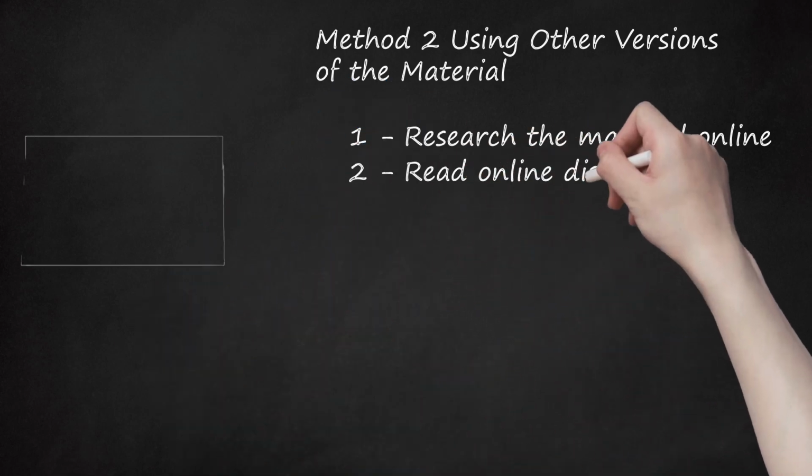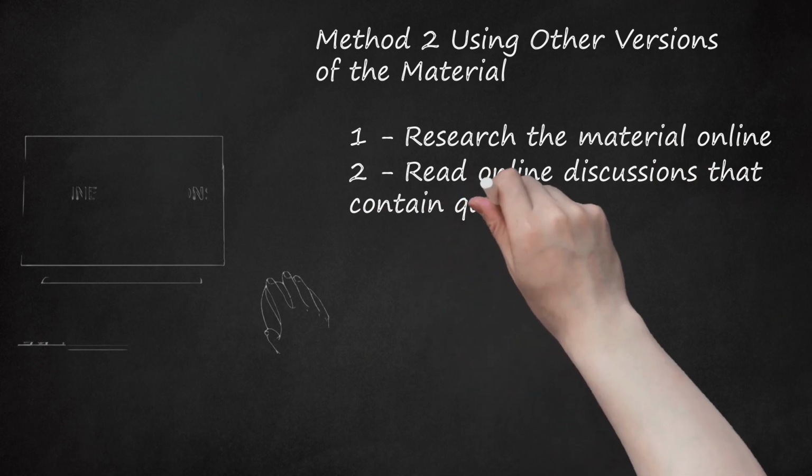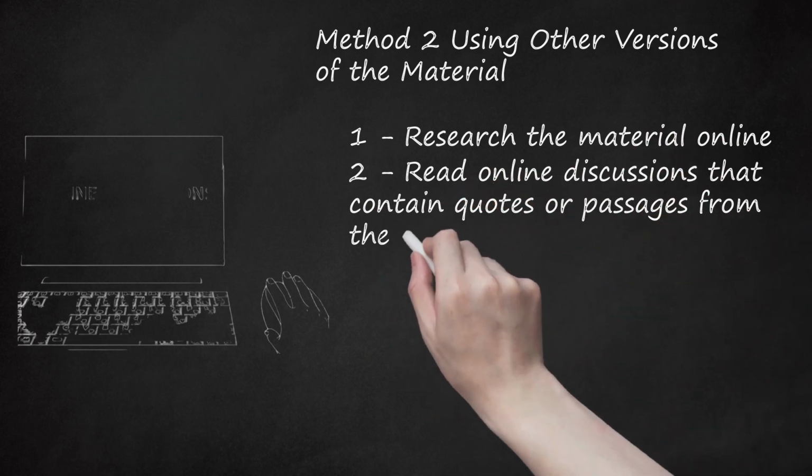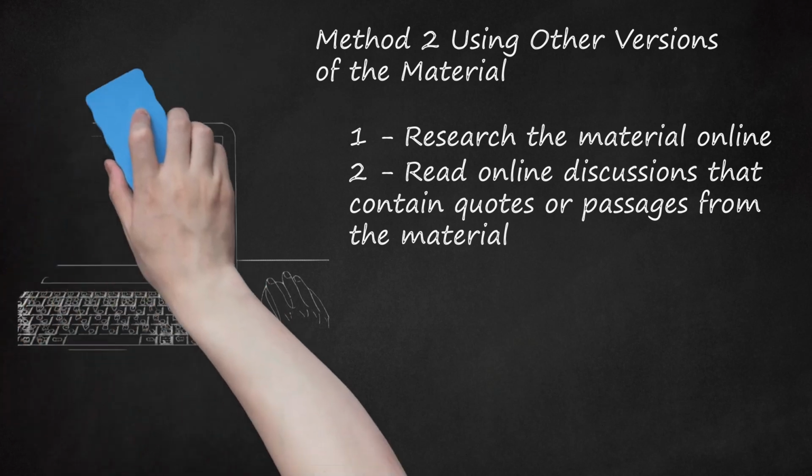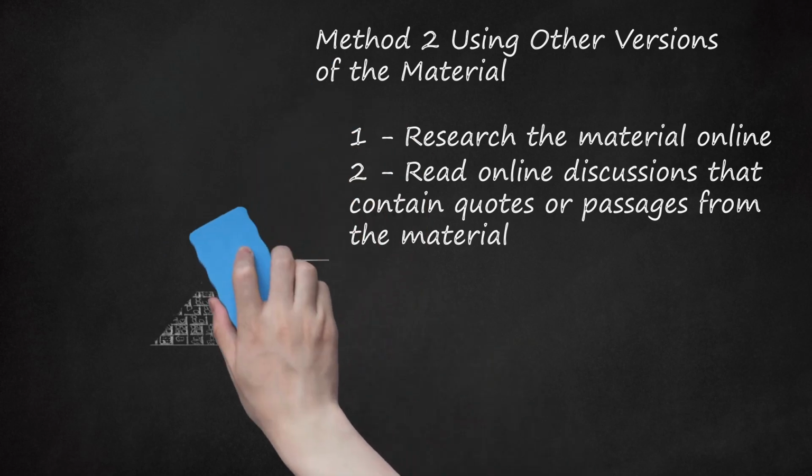2. Read online discussions that contain quotes or passages from the material. When you do an online search of the material, focus on reading notes and comments that contain quotes or passages from the assigned text. This will allow you to get a sense of the tone, language, and style of the assigned text, which will likely be useful in your exam. Doing this will allow you to read small amounts of the assigned text, rather than the entire text.